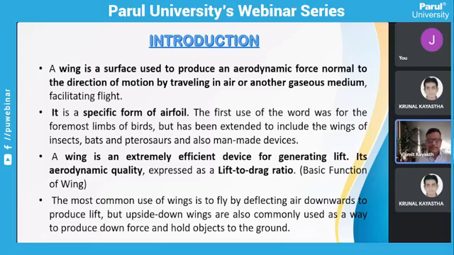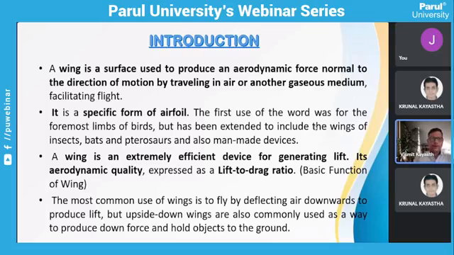Okay, so a wing is an extremely efficient device, I would like to say, to generate lift, and it is equally required for aerodynamic quality expressed as the lift to drag ratio, which is a basic function we use for lift generation. So the most common use of wings is deflecting air downwards.